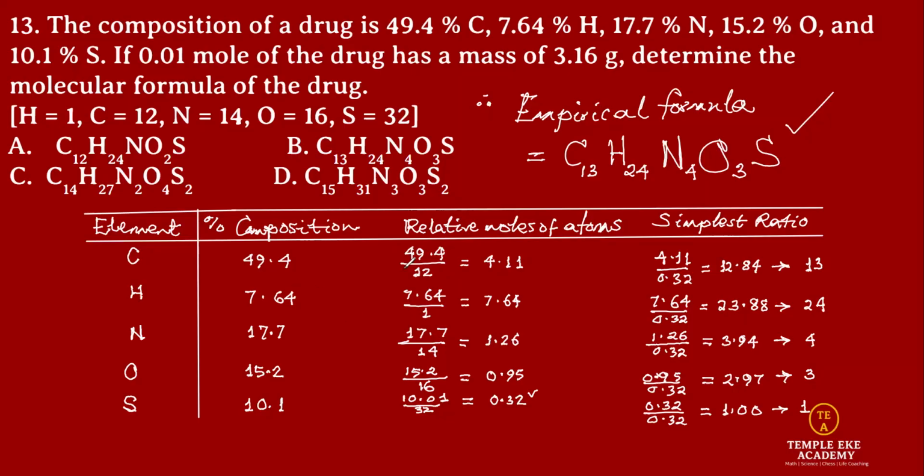All right, now let us go to the next stage. The second stage of the calculation is to use the value: 0.01 mole of the drug has a mass of 3.16 grams. The question then is, what will be the mass of 1 mole of the drug? And that mass is the molar mass. Let's get straight into it. Let us take note of our empirical formula. We're going to need it in the third stage of the calculation. C13H24N4O3S.